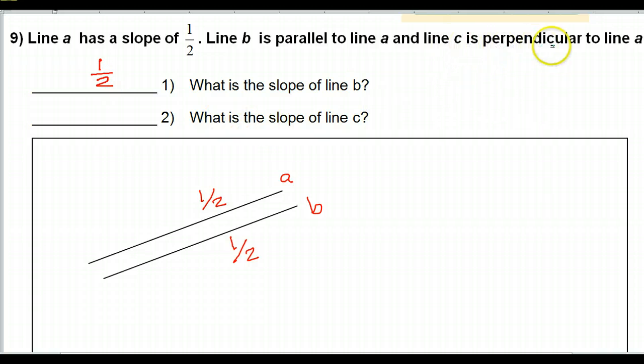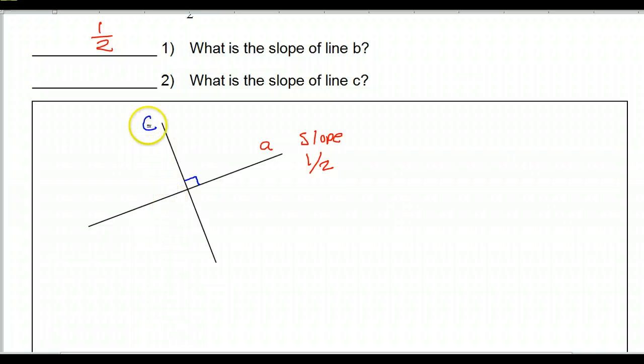Now, line C is perpendicular to line A. So let's get that done. Alright, so here's line C, which is perpendicular to line A. If the slope of line A is 1/2, what should the slope of line C be? Say it out loud.